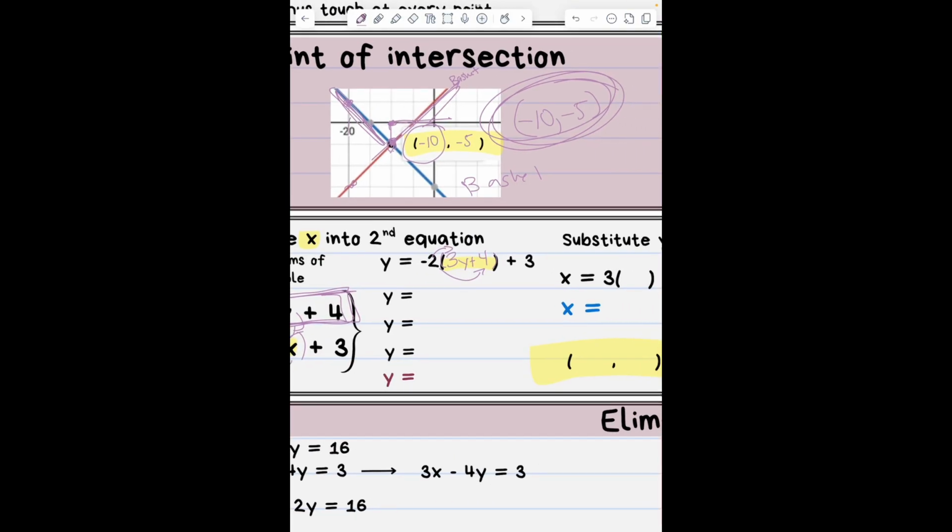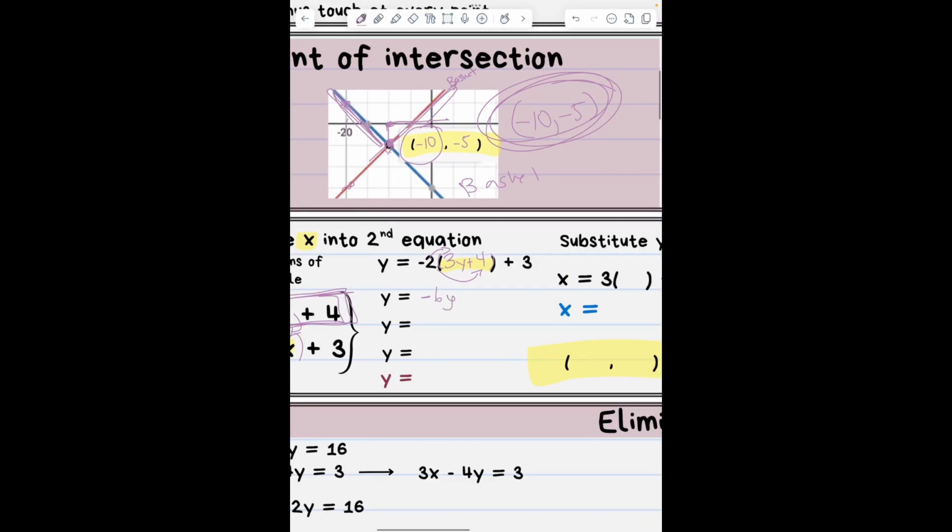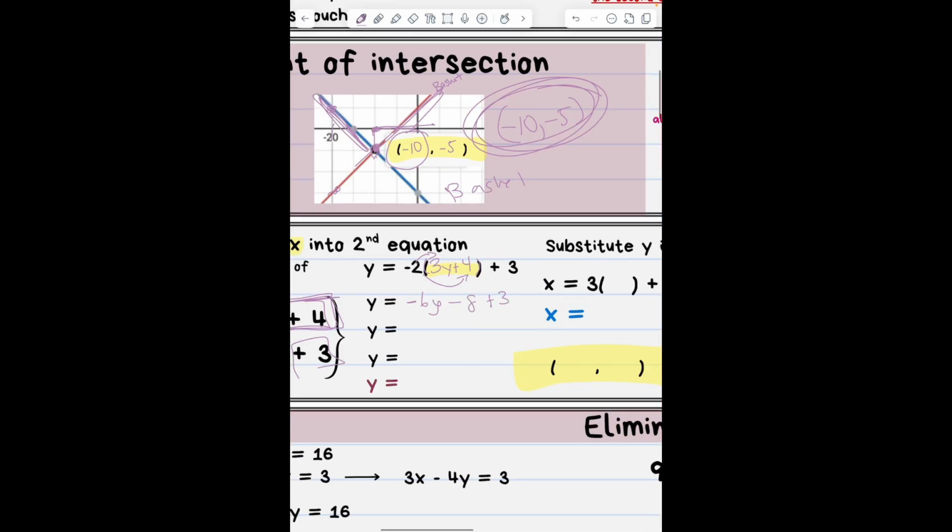So it's -2 times +3, one of each. Opposites do not like each other. And 2 and 3 is 6, and that y is just times y. And then -2, +4, one of each. They don't like each other. And we are working with -8. And then this 3, so we just leave it.